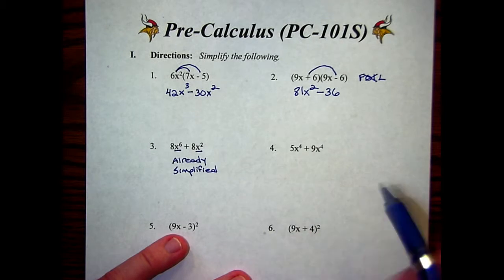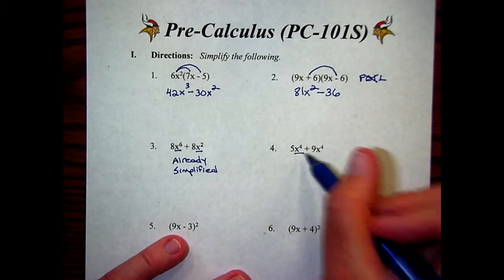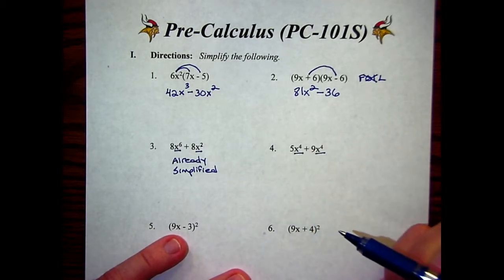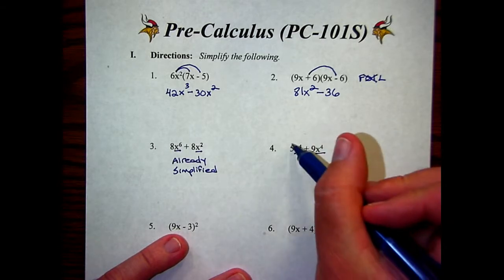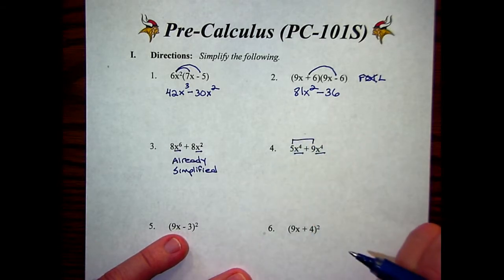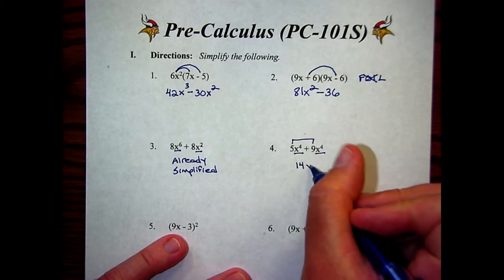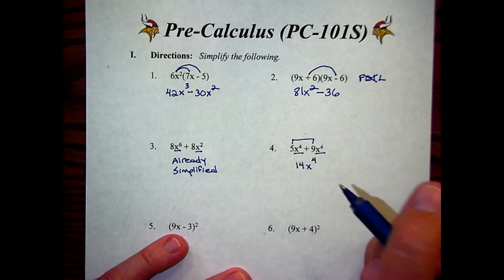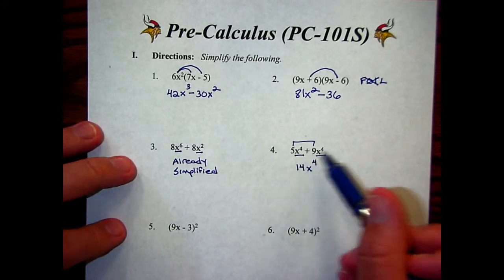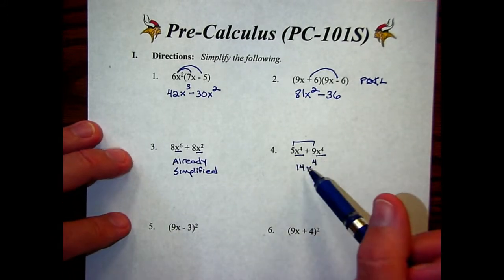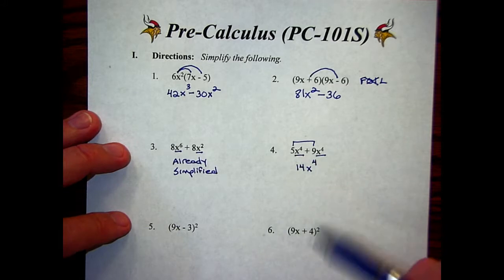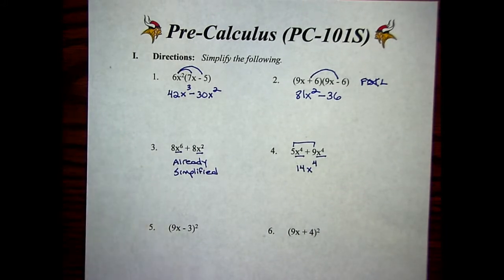In problem 4, we do have like terms. They are both x to the 4th power. So all we need to do is to add the 5 and the 9 together, and that will be 14x to the 4th power. Note that we are keeping the exponents the same here because we're just adding up how many of these x to the 4ths we have.